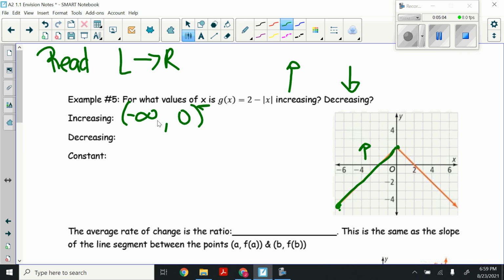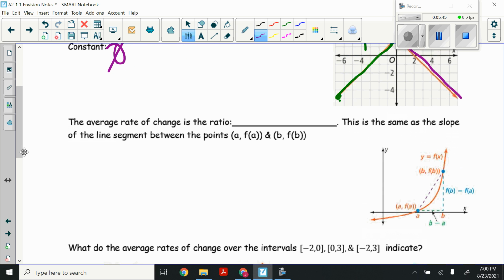Decreasing. Now I start right here and it's going down, which means it's decreasing. The y values are getting smaller. So the x value where it starts to decrease is at 0. Where it stops decreasing, well, this graph is going to continuously decrease to infinity. Constant: I don't have any place on here with horizontal lines, so again, constant is never. And when we're doing increasing, decreasing, and constant, we are always going to use parentheses here.